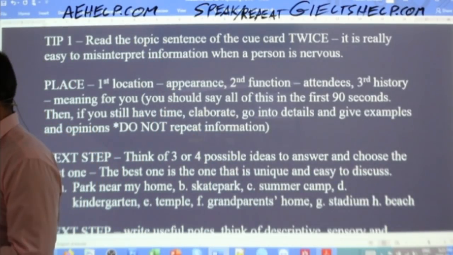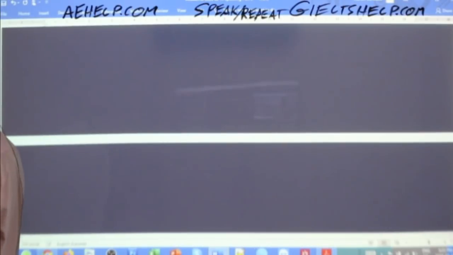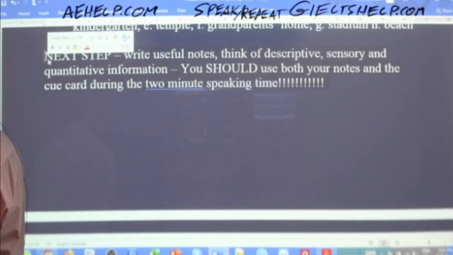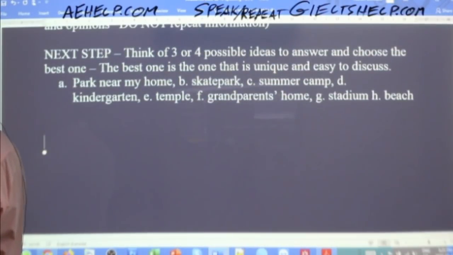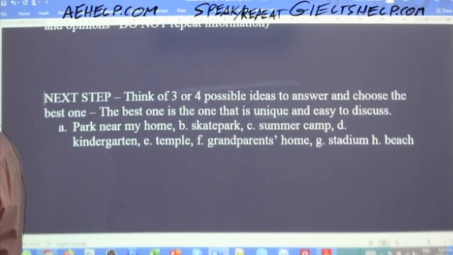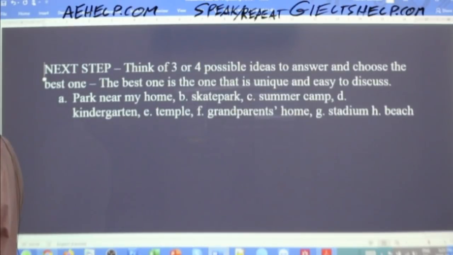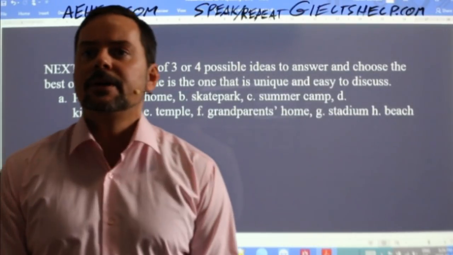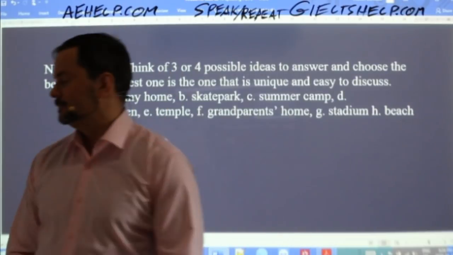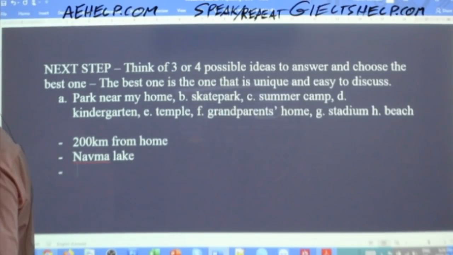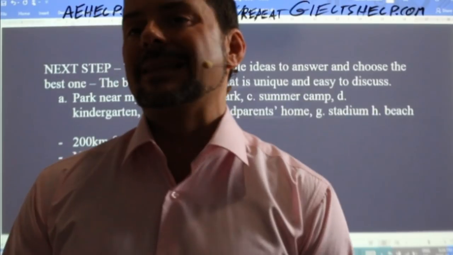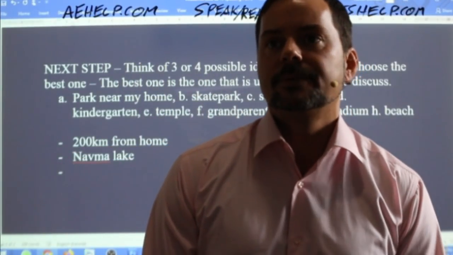So Bumi says, 200 kilometers from my home. Okay, so here are our usable notes. All right, let's just move this down to the next page here. And then we'll create some usable notes. So 200K from home. Okay, sure. Navma, Vishal says, Navma Lake. Okay. Sure. Give me more. So it's summer camp, Parmar. The subject is summer camp, a place that you often went to as a child. Okay. All right.